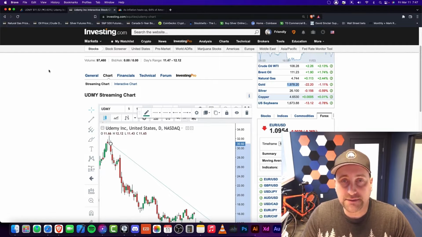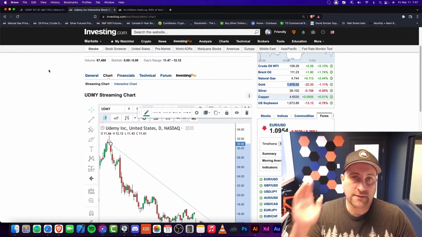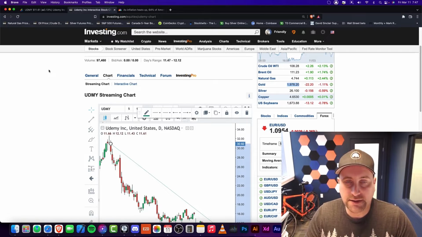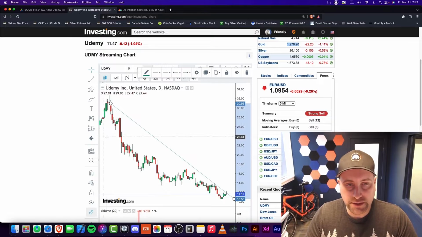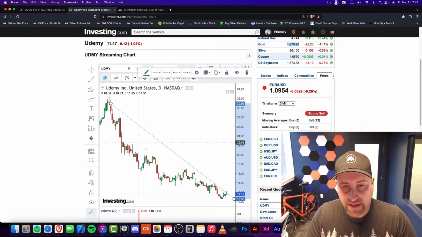Now the thing about technical analysis though, is that it is more of a path to follow. It's not necessarily the exact path that you should go. It's more of a general direction here. But as you can see, we have had this trend line here.